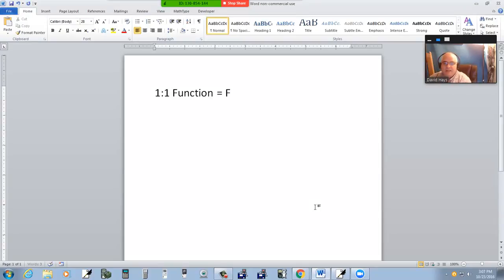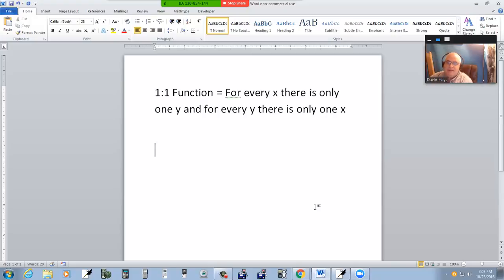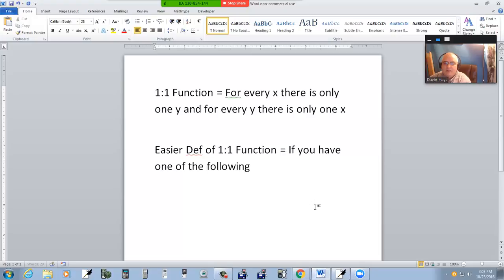Now, a one-to-one function says for every x, there is only one y, and for every y, there is only one x. Now, that's a hard definition to work with, so we've got an easier definition of a one-to-one function. It says if you have one of the following, it is not a one-to-one function. So if you have an even power, it's not a one-to-one function.